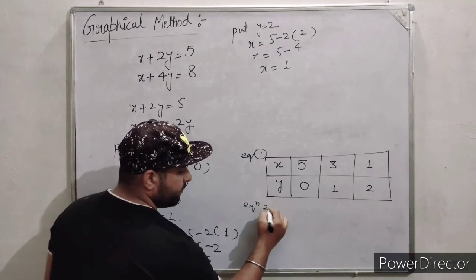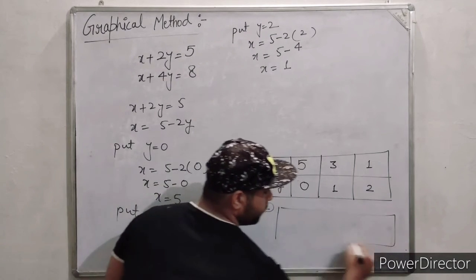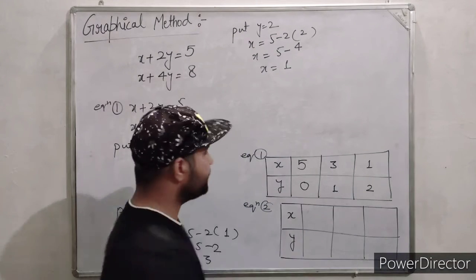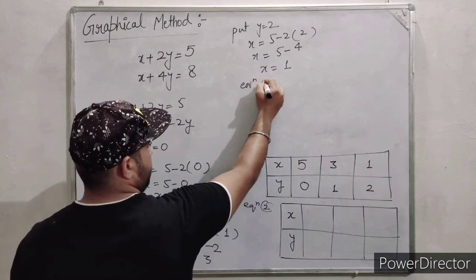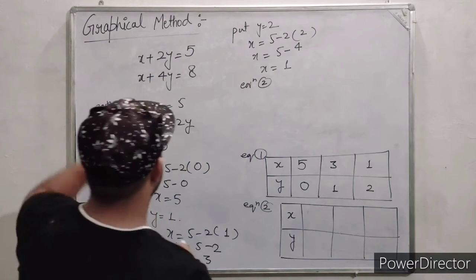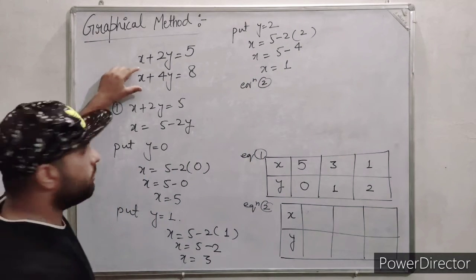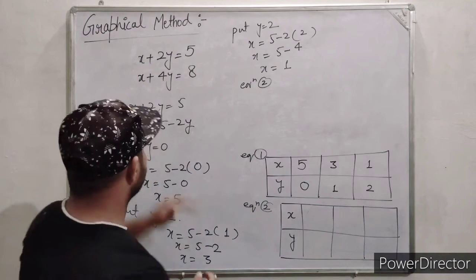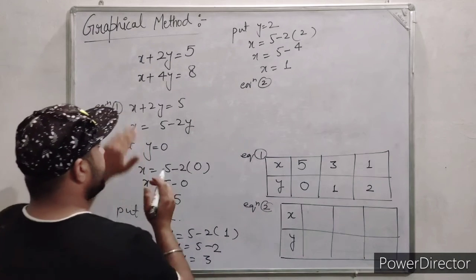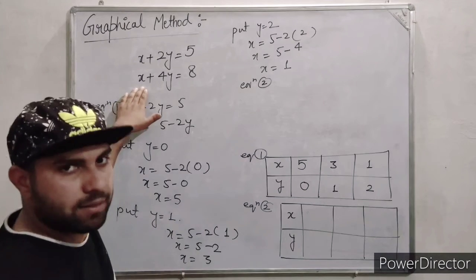Now same for equation number 2. Equation number 2 is x plus 4y is equals to 8. x plus 4y equals to 8. Now make x as a subject.